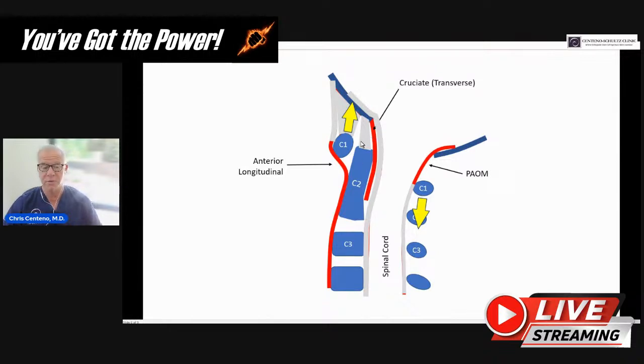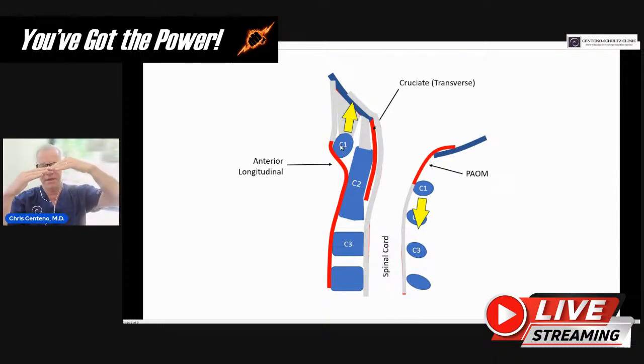Which ligaments would be responsible? Well, the front of C1 goes up. The back of C1 goes down. So the back of C1 going down is going to be primarily the posterior atlanto-occipital membrane here, which is a deep one to inject. It has to be injected under X-ray guidance with contrast confirmation. And then the anterior longitudinal ligament here would be another one that's holding C1 down.